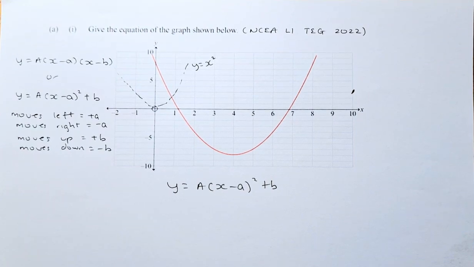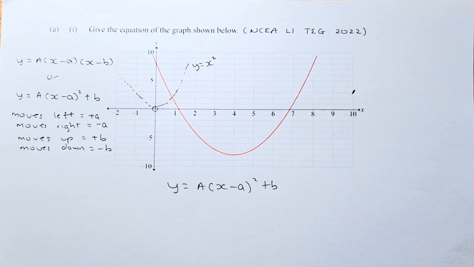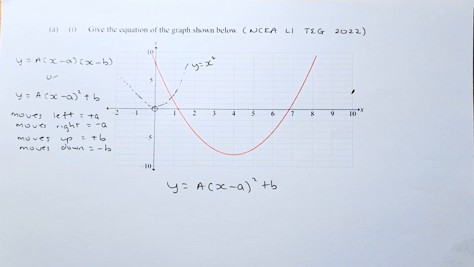Good day. This is the second part of the video on how to find the equation of a quadratic graph, also called a parabola. This is a question asked by Jimmy Boy from Auckland. This question is obtained from the NCEA Level 1 Table Equation and Graph paper 2022. Without further ado, let's do it.